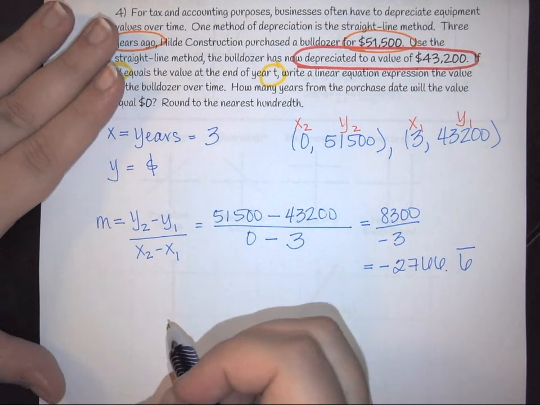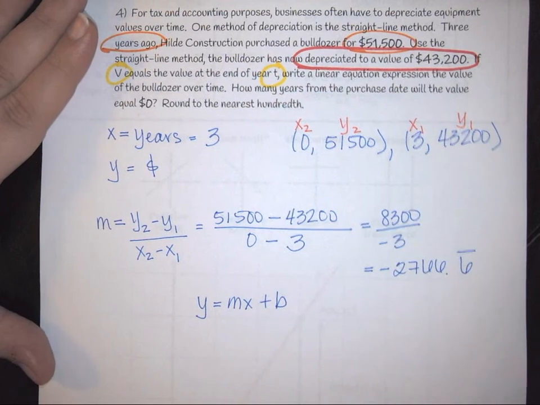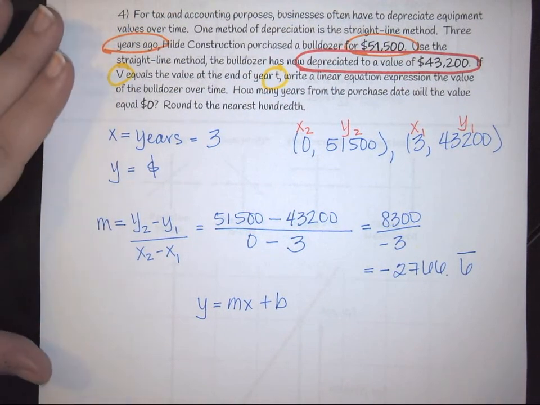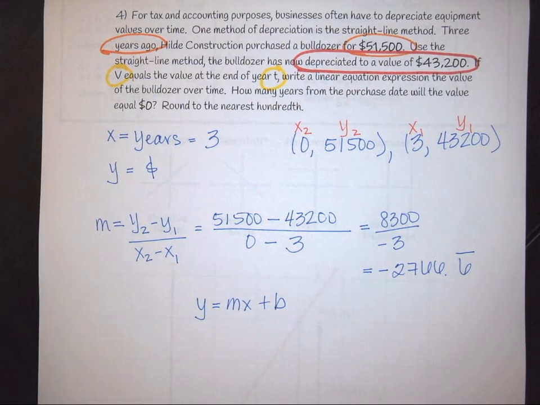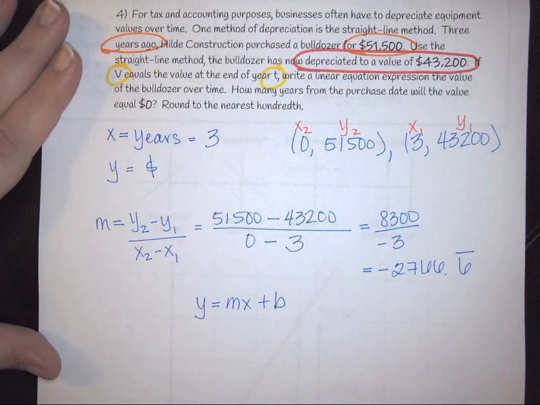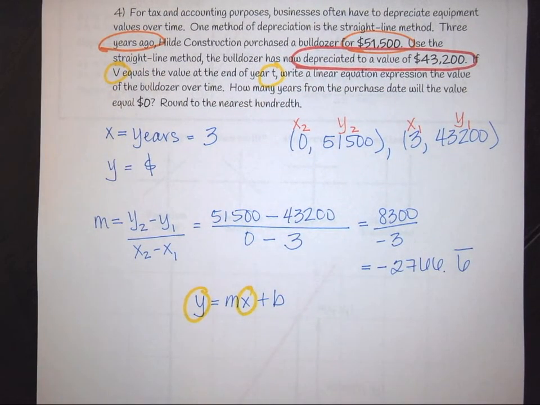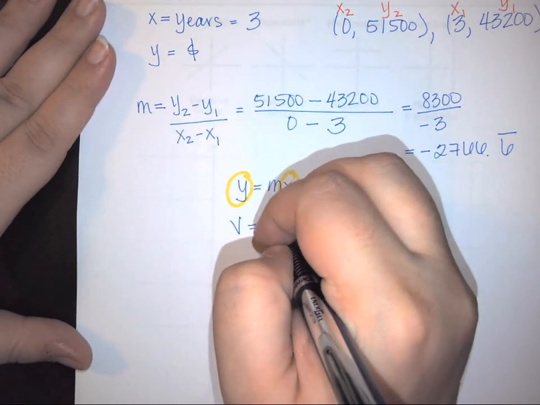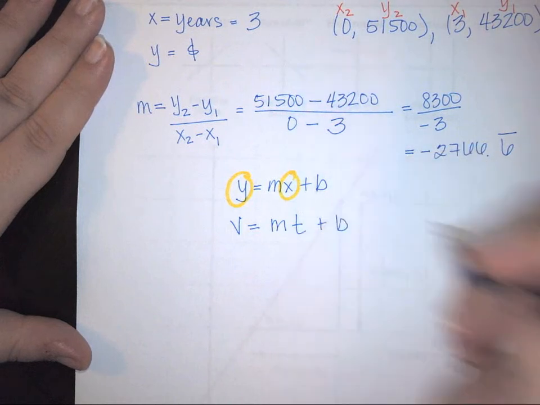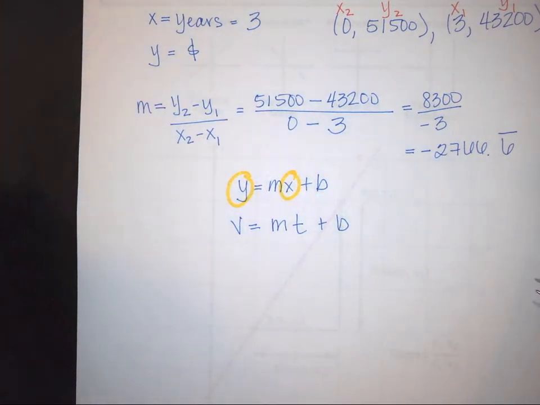So we have to be able to write our equations. We start with y equals mx plus b. Now we need to pay attention to the variables that we've been given. The variables we've been given are v and t. So v is going to be the value at the end of the year. That means we have to replace y and x with v and t. So our equation is going to look a little different: V equals mt plus b. Still the same slope-intercept form, however it's just slightly different.